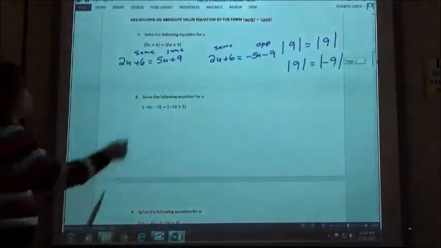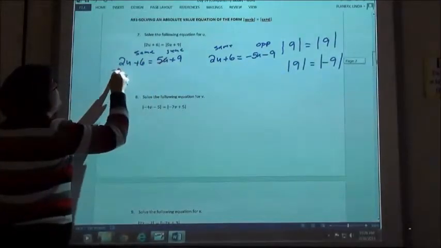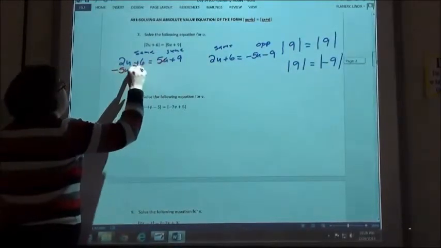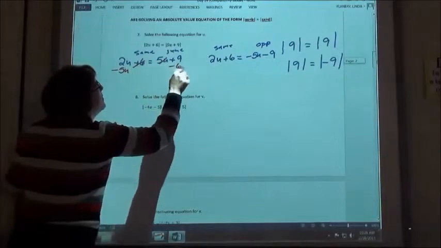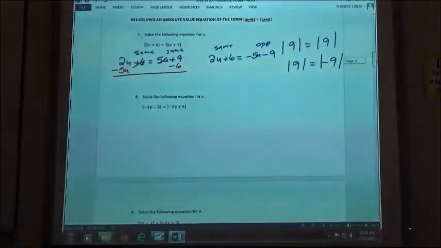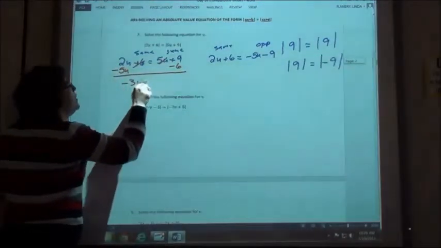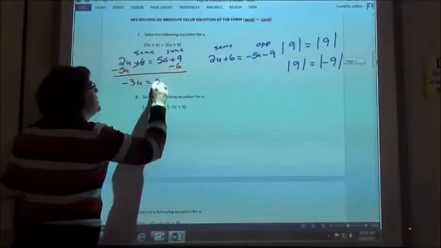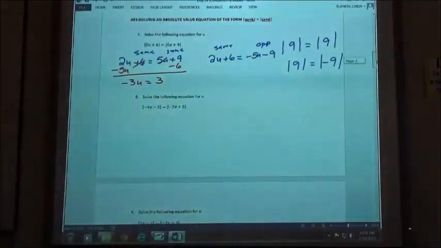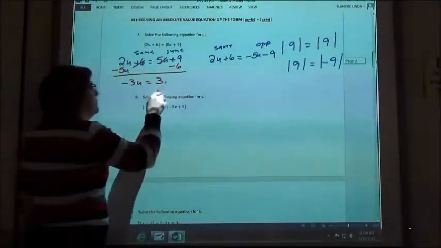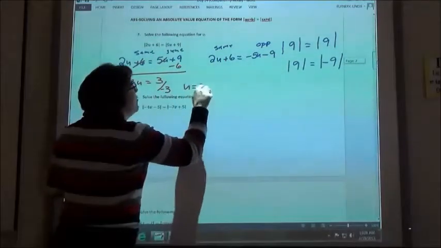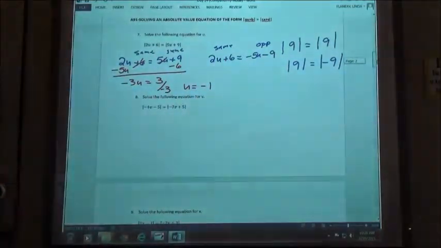So on the first one, I'm going to minus my 5u to move it over. And at the same time, just because I don't have a lot of space, I'm going to minus the 6. So 2 minus 5 would be negative 3u. 9 minus 6 is positive 3. And then, of course, we have to divide by negative 3. So u equals negative 1 is going to be one of my solutions. Then we solve the other side.